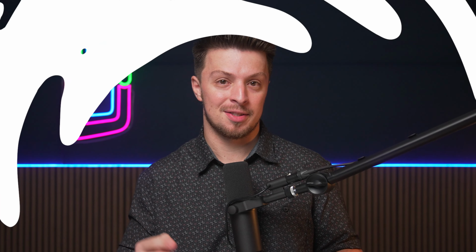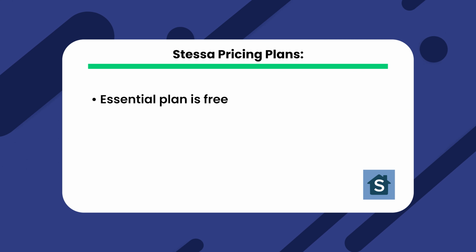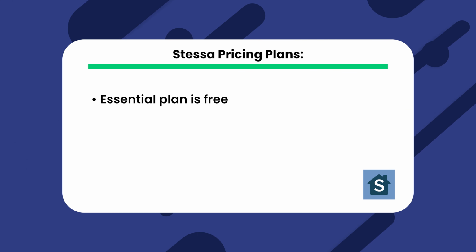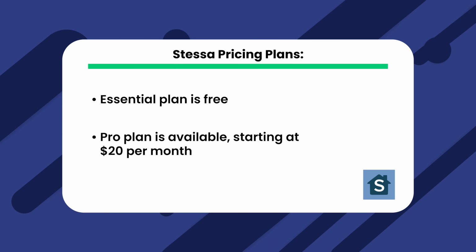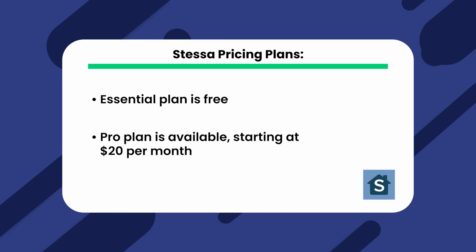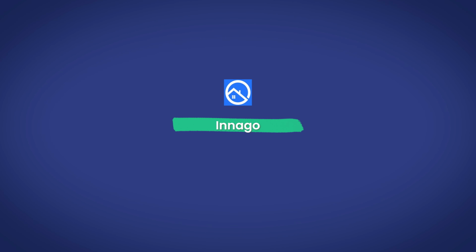When it comes to the pricing structure, Stessa offers 2 plans. First, we have the Essential plan, which is free, making it an excellent option for those who are new to property management systems. For added functionality though, the Pro plan is available and starts at $20 per month. And last but not least, we have our 5th alternative, which is Inago.